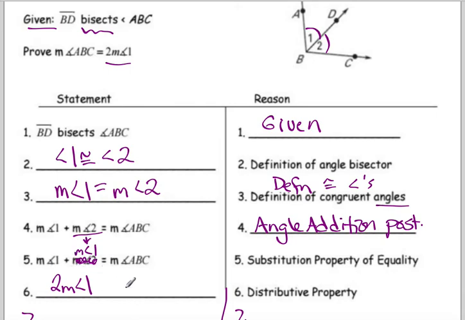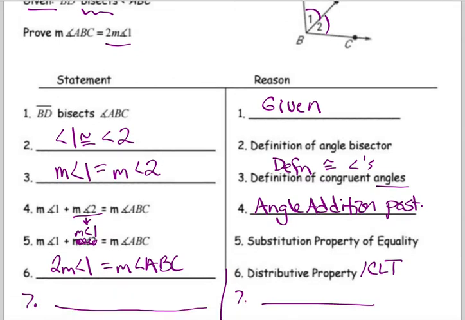And honestly, if you put combine like terms or even simplification there, instead of distribution, I really feel like that would be acceptable. So 2 times the measure of angle 1 equals the measure of angle ABC, just really combining like terms there.